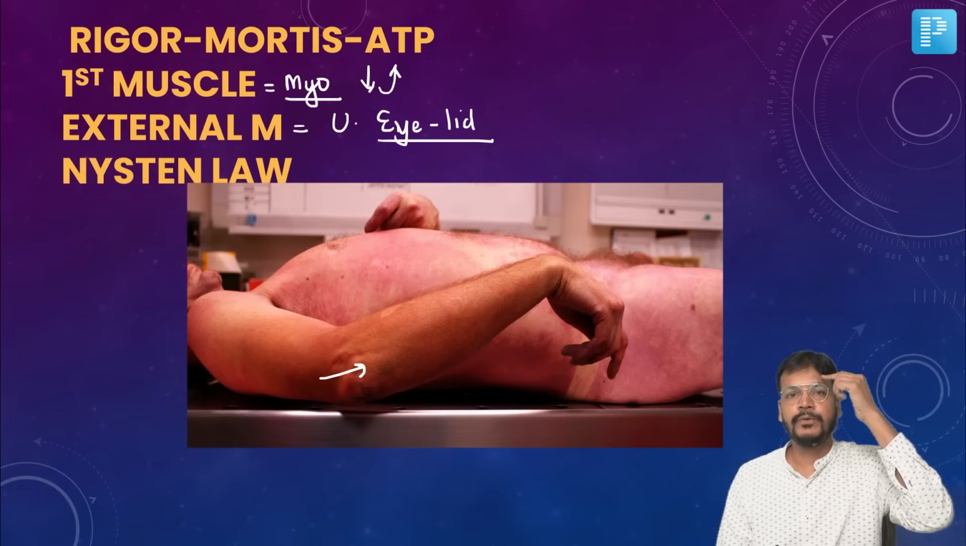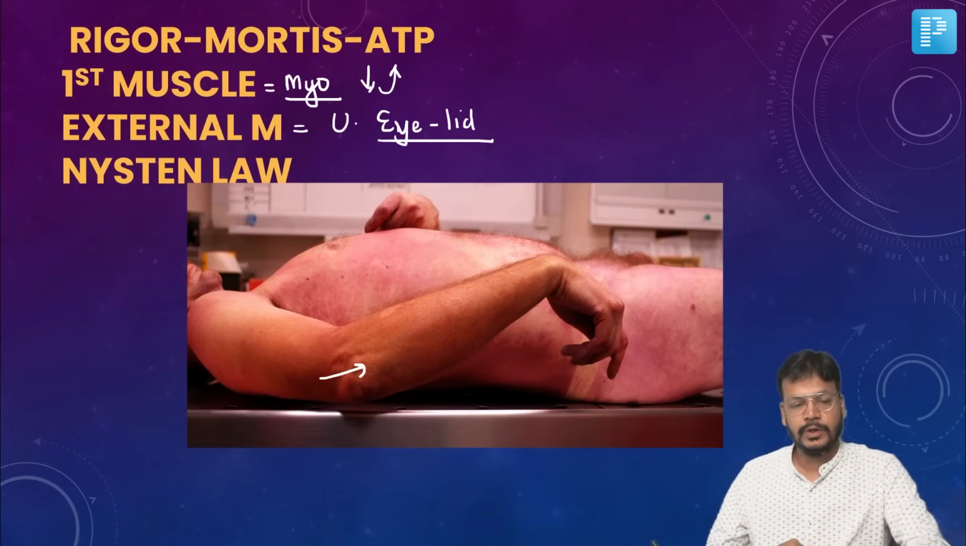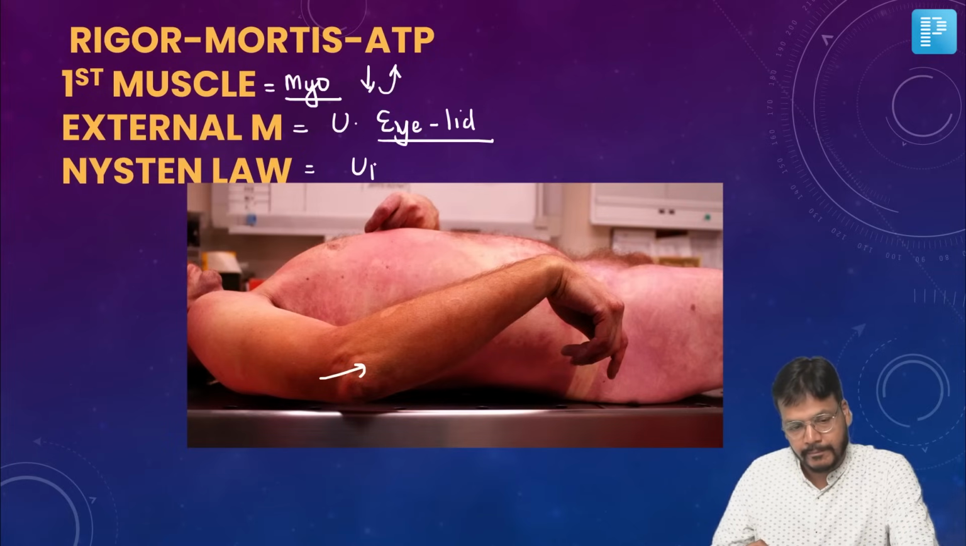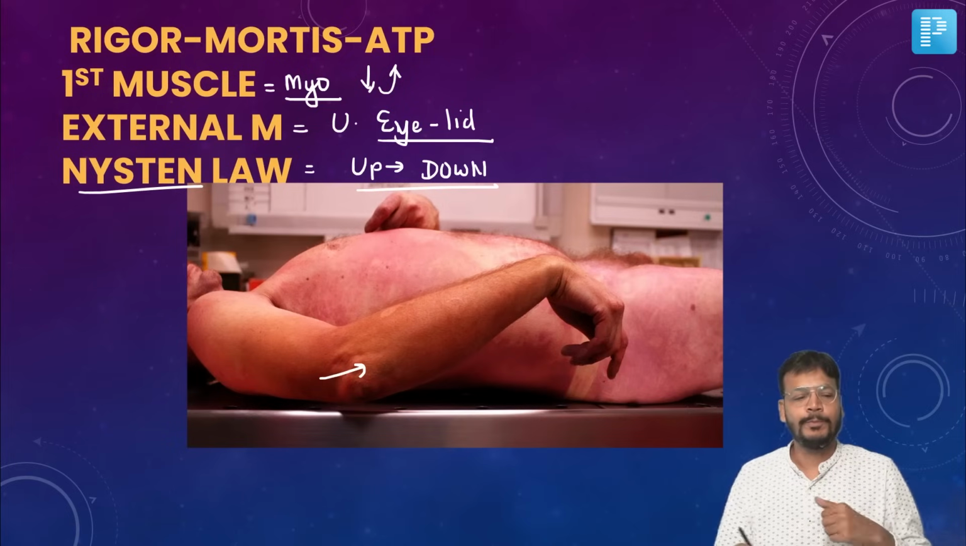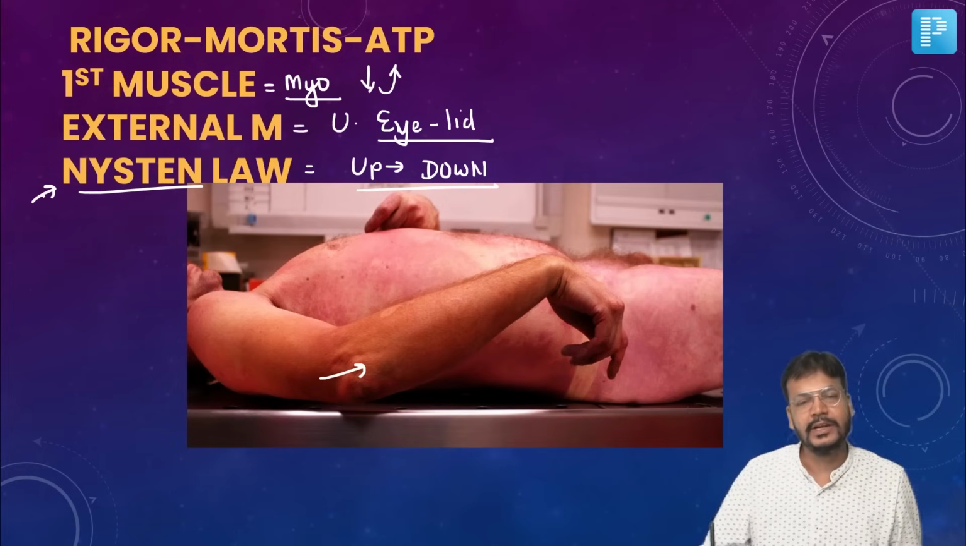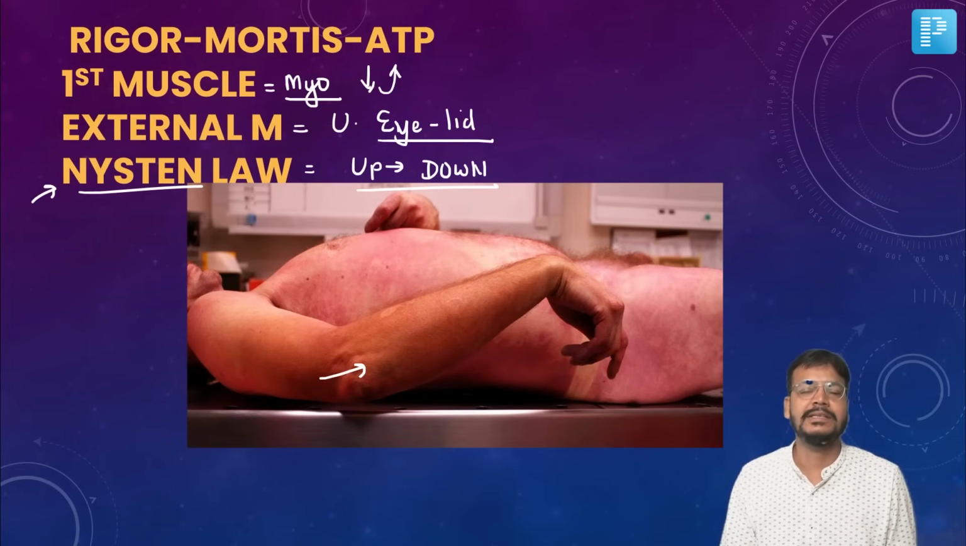And from upward, it goes downwards. Looks very simple. From upward, it goes downward. This is known as Nysten's law. Now how would you remember? From up to down it goes, that is Nysten's law. Upward to downward, this is known as Nysten's law. This is rigor mortis.